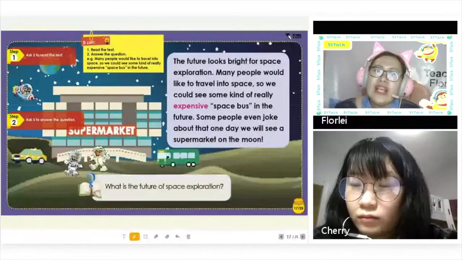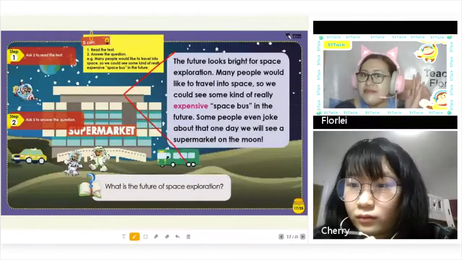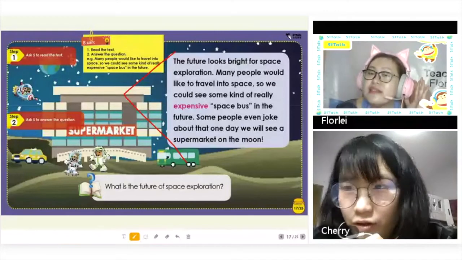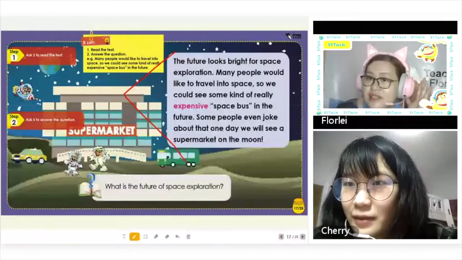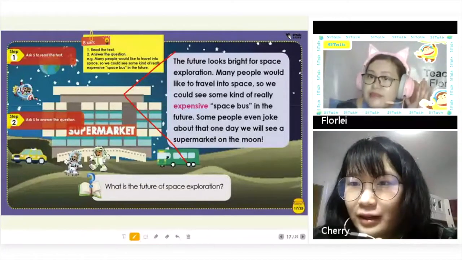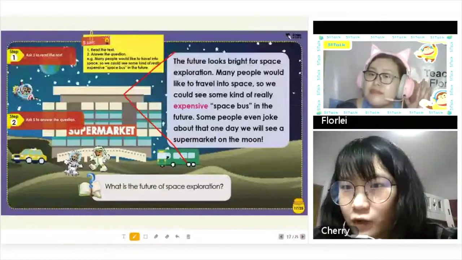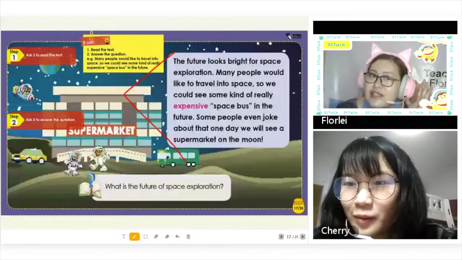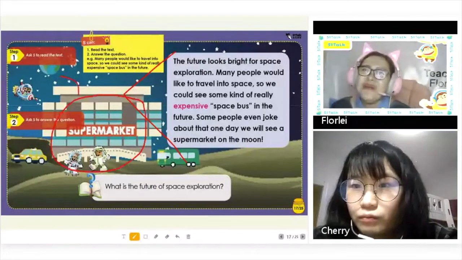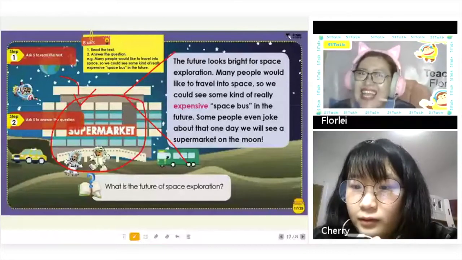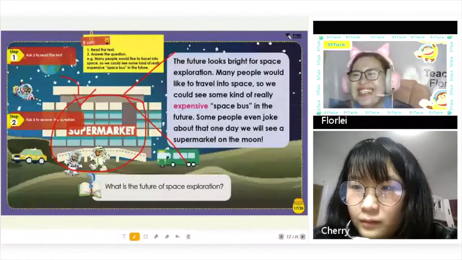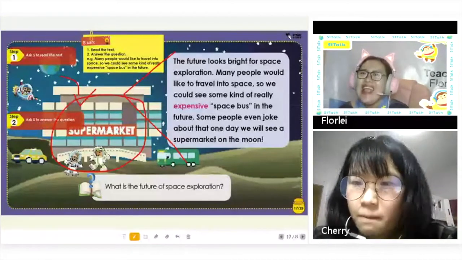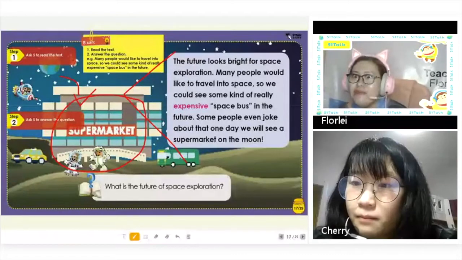Let's try to read the text. The future looks bright for space exploration. Many people would like to travel into space, so we could see some kind of really expensive bus in the future. Some people even joke that one day we will see a supermarket on the moon. That's just crazy. Can you imagine going to a supermarket that's on the moon? That's just a dream that one day we would want to accomplish as humans. Wow.